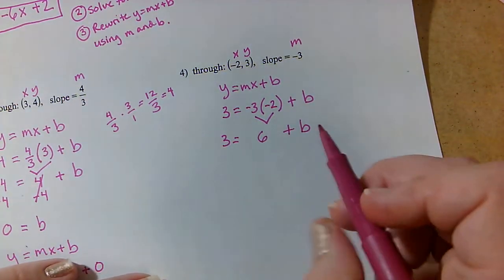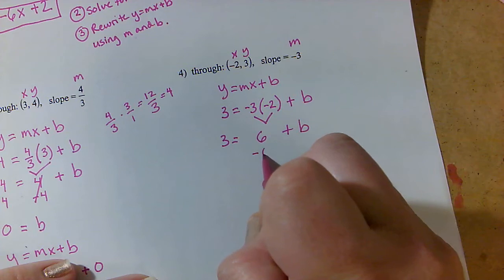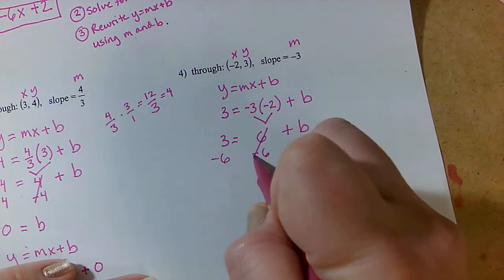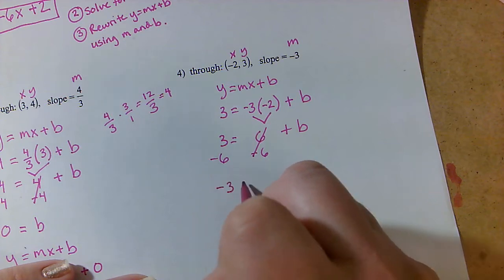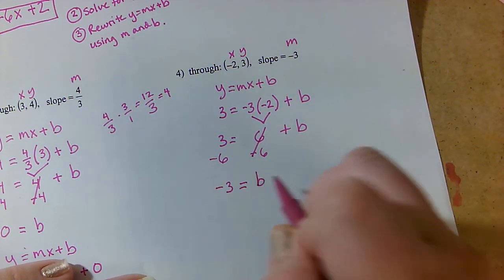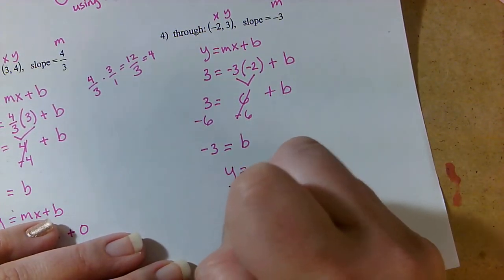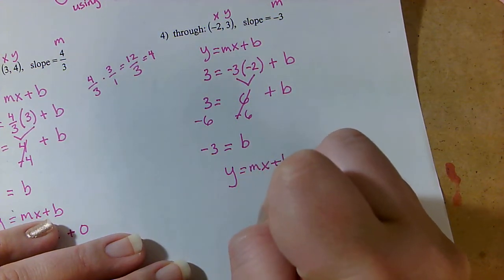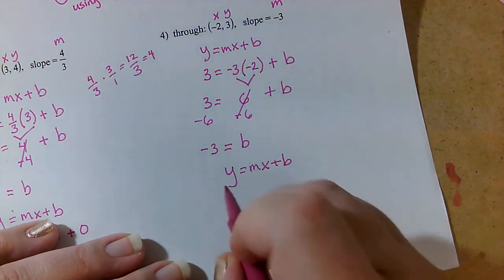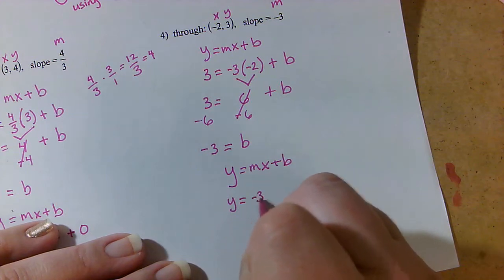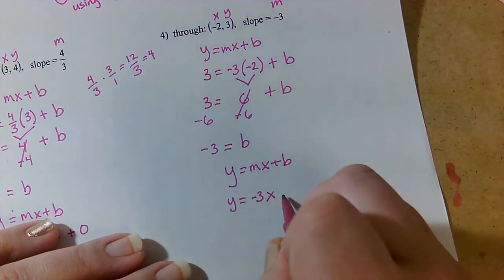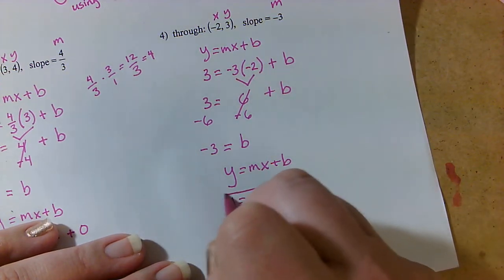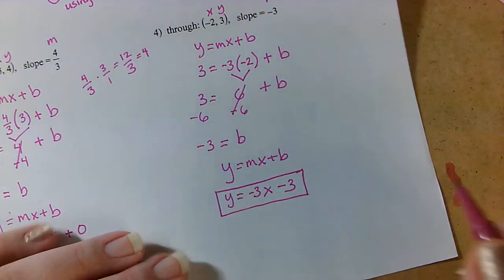I'm going to solve for my b. I'm going to subtract 6 because that's a positive 6. These will cancel out. 3 minus 6 is going to be -3 equals b. So going to fill in my final equation with my y equals mx plus b form. My m is -3, so I'm going to get y equals -3x plus b, which is actually a negative number this time, so I'm going to put -3. And that is my final answer for that problem.